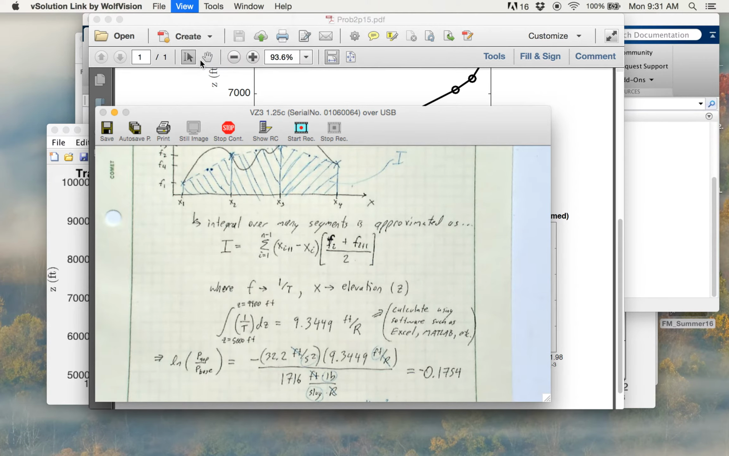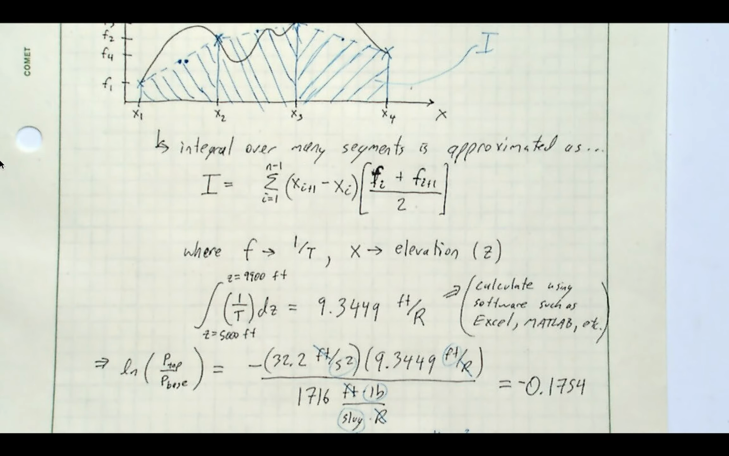So let's go back here. You can see that using software and our trapezoidal rule, we found this to be 9.3449. Units here are going to be just feet per Rankine. You can see that in our integral. Z has units of feet, and our temperature is just in Rankine, so feet per Rankine.